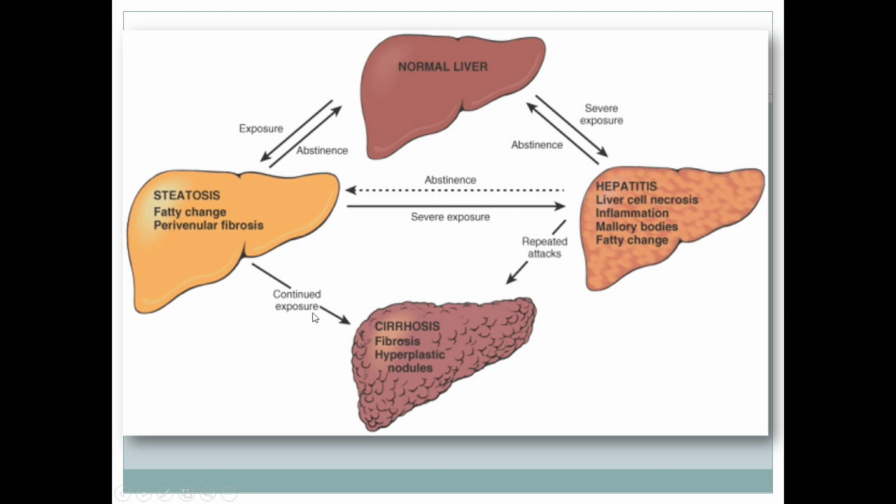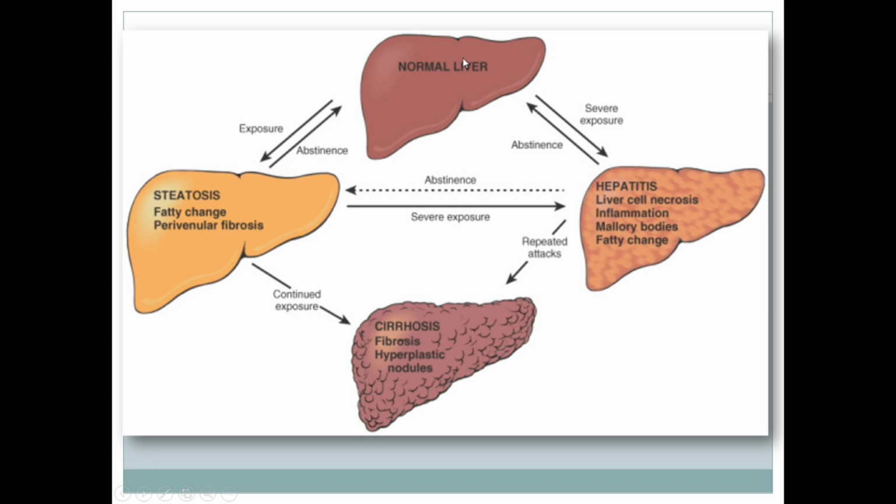However, with continued exposure to alcohol, it can go on to produce cirrhosis, which basically is a combination of hyperplastic nodules and fibrosis. Or with severe exposure, a sudden binge of alcohol may lead to hepatitis, in which there can be liver cell necrosis, inflammation, Mallory bodies, and fatty change. Repeated attacks of alcoholic hepatitis will go on to produce cirrhosis, the irreversible stage.